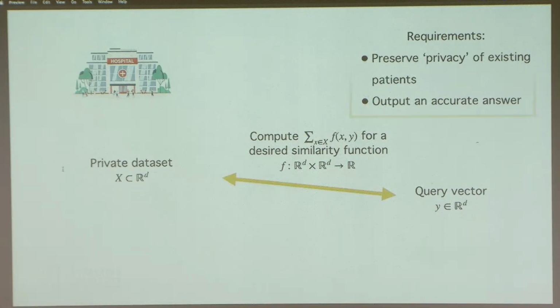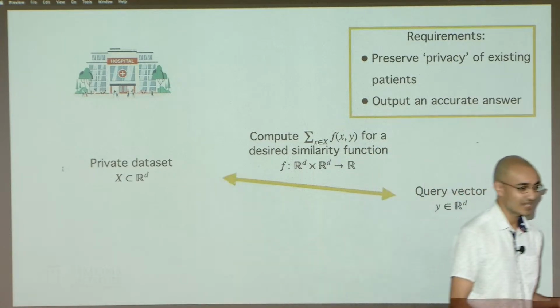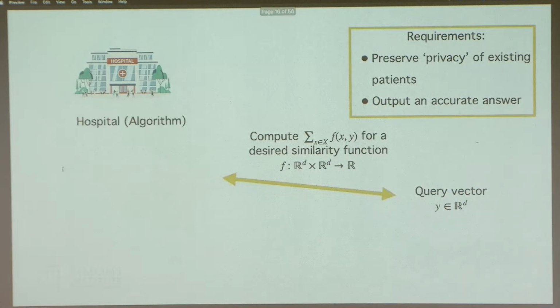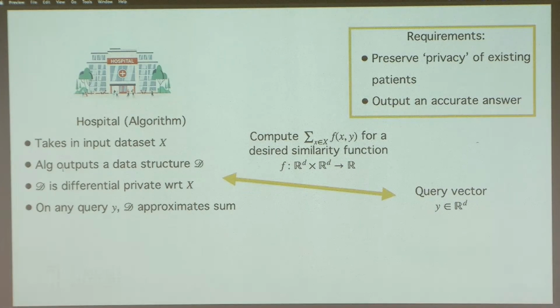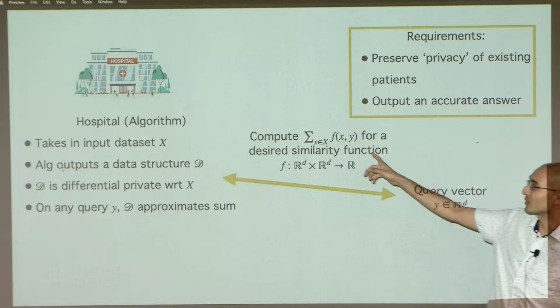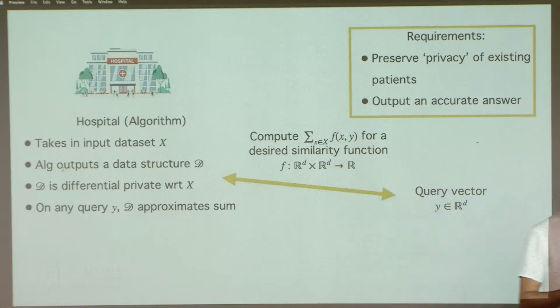data, okay? Now, like I said, we have two requirements. We want to preserve some notion of privacy for the data set, and we want it to be accurate as well. So let's formalize this a little further. You can think of the hospital as an algorithm. It has as input this private data set that it has collected, and it wants to output a data structure. What does the data structure help us do? The data structure is hopefully able to compute an approximation to this sum. Really, the key thing is we want the data structure itself to be private. So the hospital can tweet, hey, here's a GitHub link for this data structure.